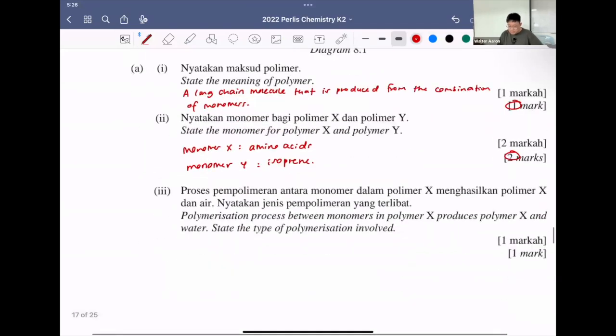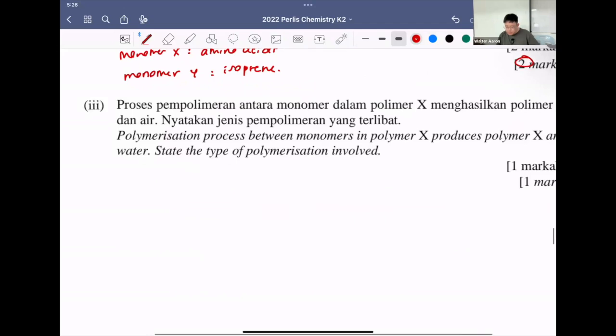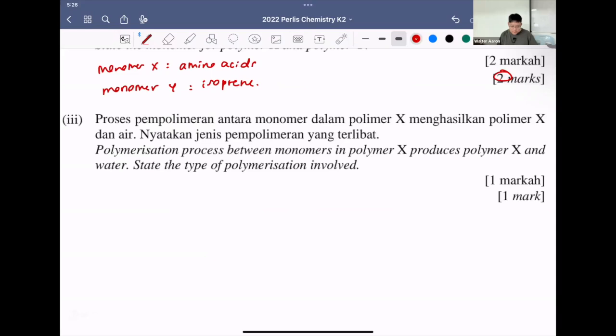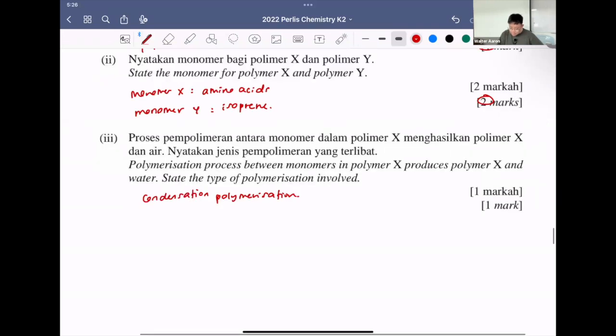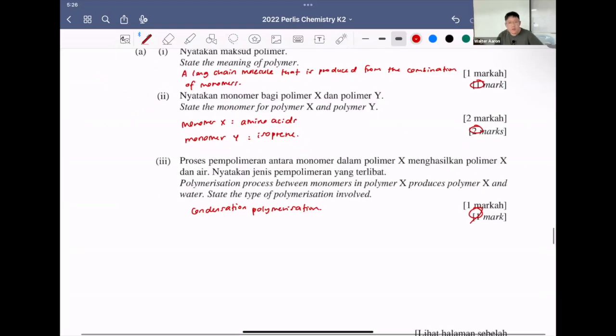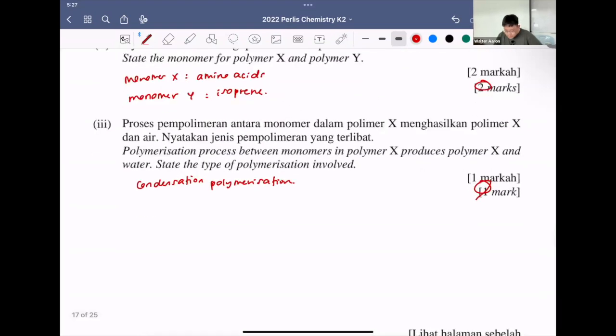Okay, next. A polymerization process takes place between monomers in polymer X, and it produces polymer X and water. State the polymerization involved. If you have water being produced in the process of joining the monomers together, we'll call that condensation polymerization. You get 1 mark over there. Nice, done. I think that's pretty much very easy. Let's move on to the next question.